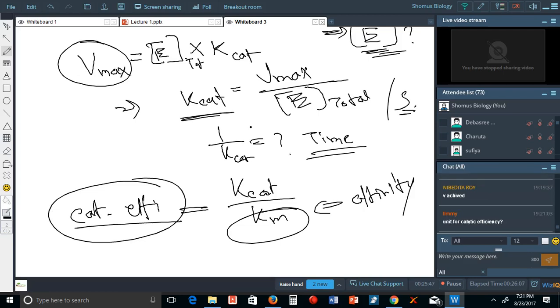Unit. So think about what can be the unit, because you know the kcat unit.